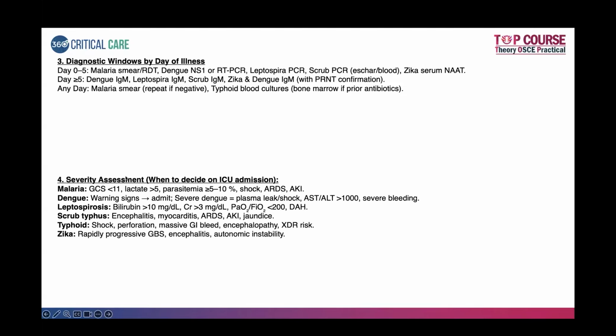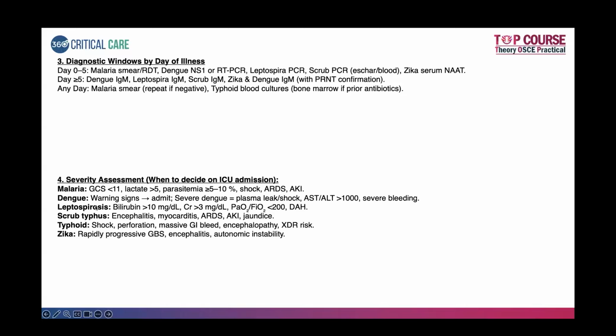Now severity assessment. In the initial slides, along with clinical manifestations, I had mentioned severity assessment. It is mainly done to decide on ICU admission. For malaria: GCS less than 11, lactate more than 5, parasitemia more than 5 to 10%, presence of shock, ARDS or AKI. Dengue: if there are warning signs, you admit, or severe dengue with plasma leak or shock, or ALT/AST in the thousands with severe bleeding.